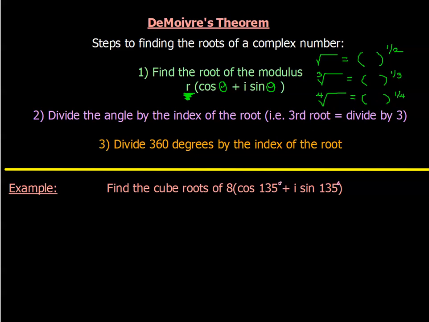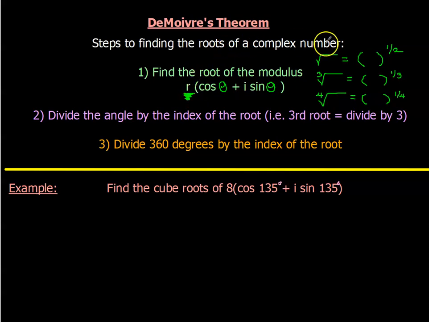Hi guys, so today we're going to look at DeMoivre's theorem and we're going to approach it using a shortcut. The formula is wonderful, however, it can get a little intense. The 3 steps to using DeMoivre's theorem with a shortcut: the first step is to find the root of the modulus. The modulus is just the value of r. It's outside of the parentheses when the complex number is in trig form.